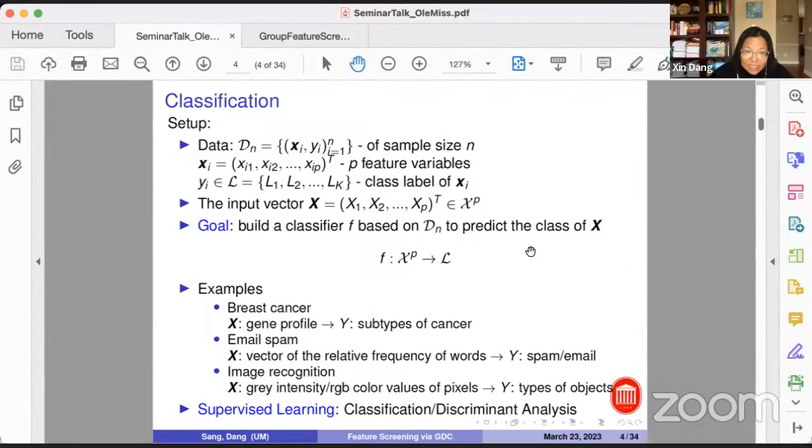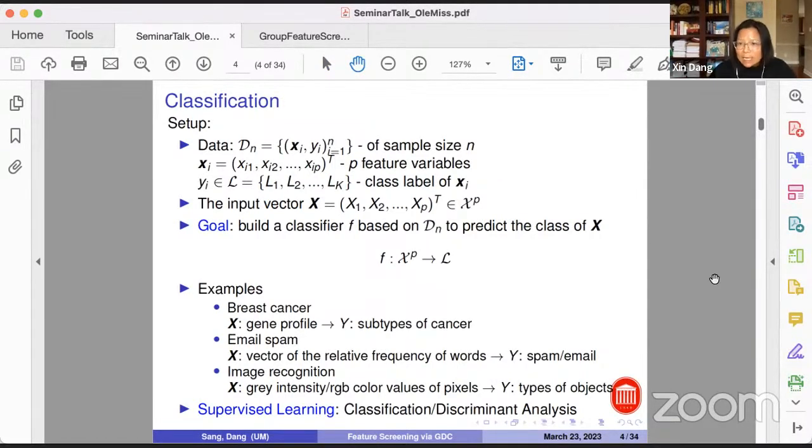So this is the problem of classification, also called discrimination analysis. In the computer science community, this is a type of supervised learning because they provide the labels of your training data. So it's called supervised learning.